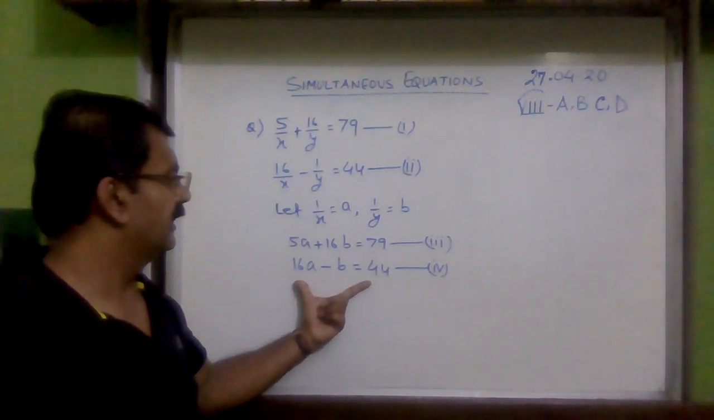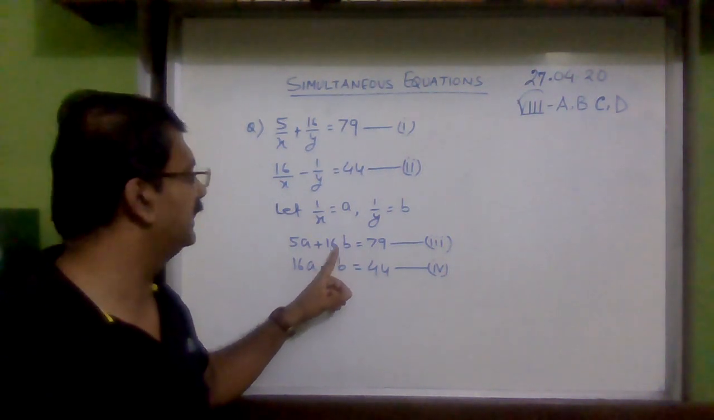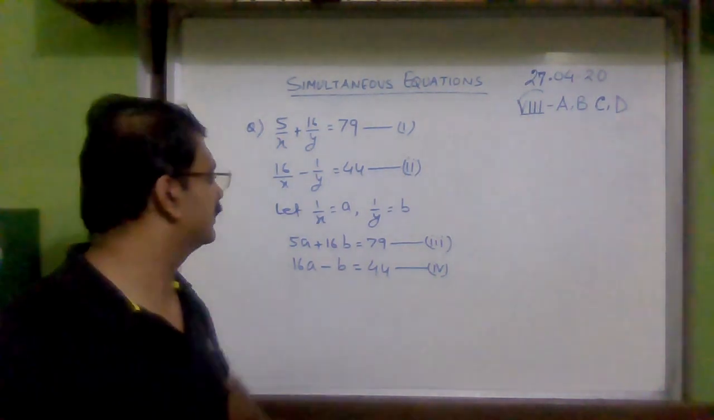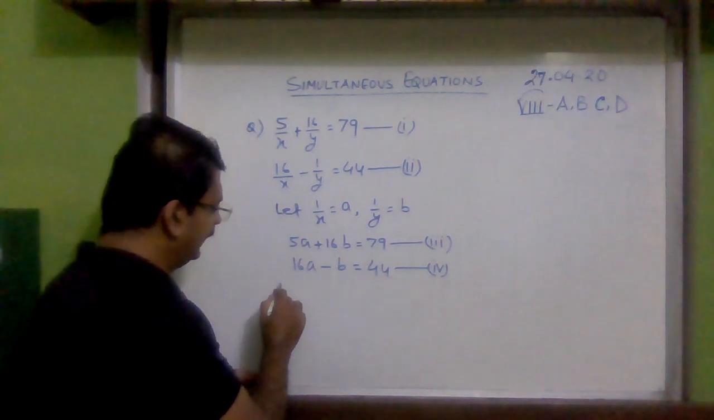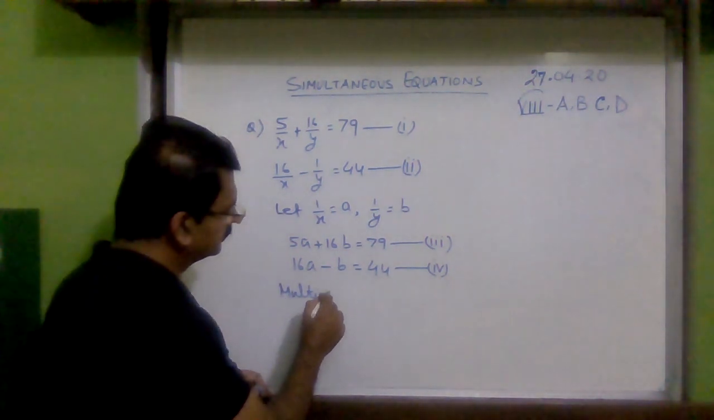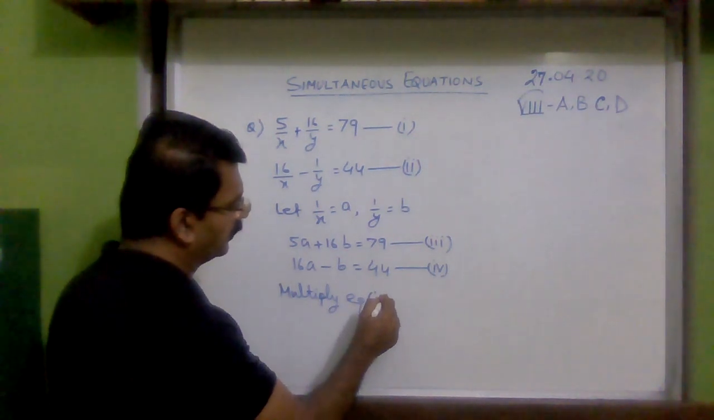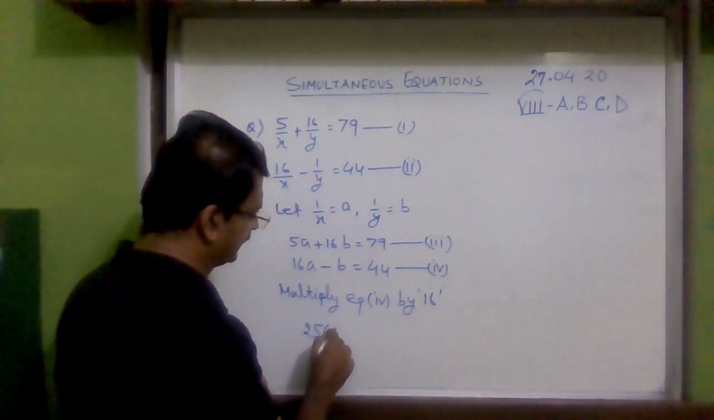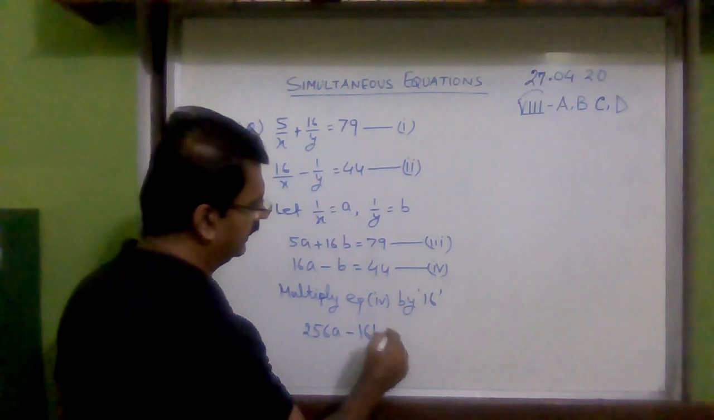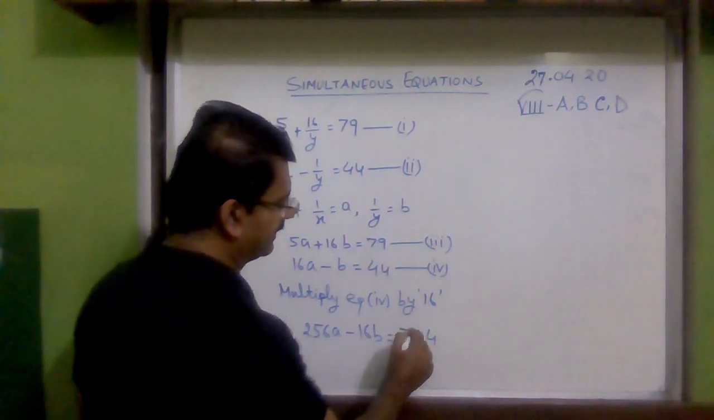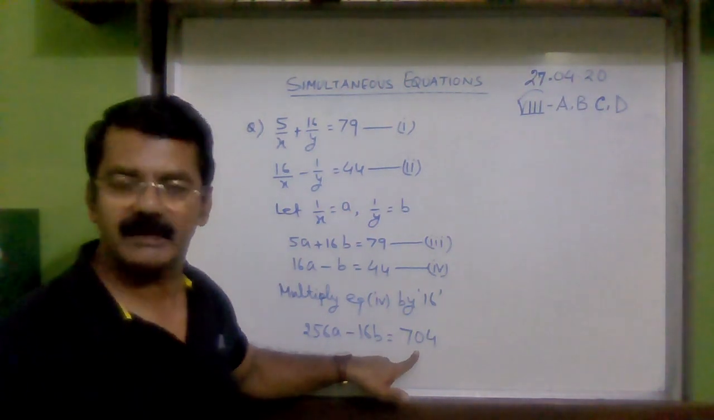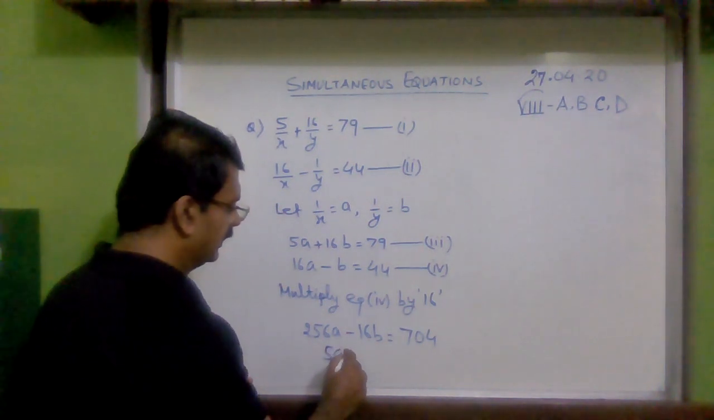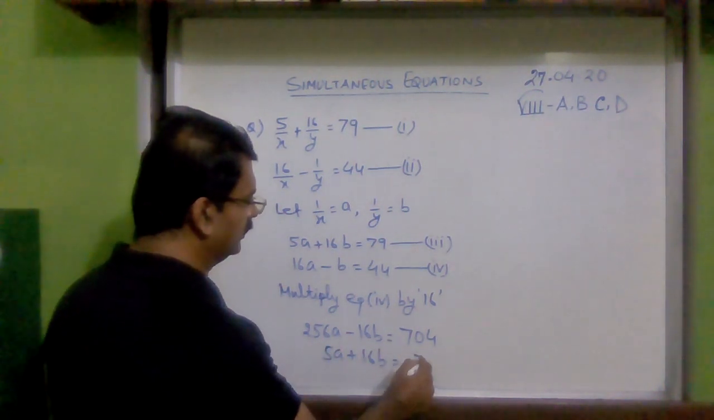For that, you can see in the third equation the coefficient of b is 16, and in the fourth equation the coefficient of b is minus 1. So we'll multiply equation 4 by 16. Then it is 256a minus 16b is equal to 704. 44 multiplied by 16 gives you 704. Now below this you write down the third equation, which is 5a plus 16b is equal to 79.